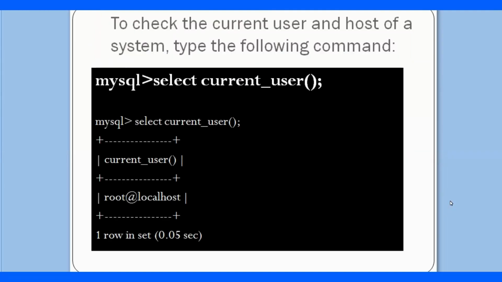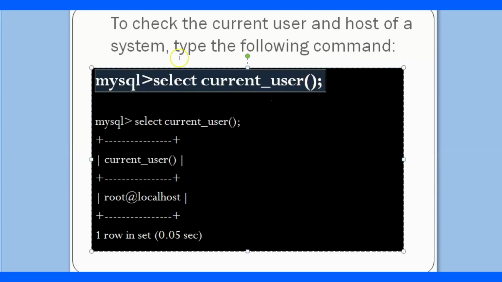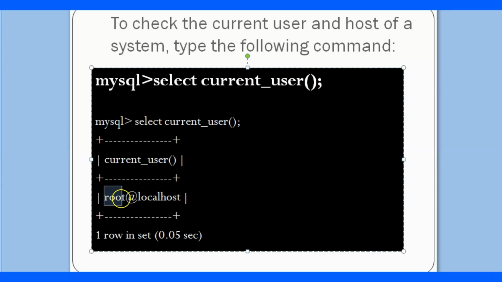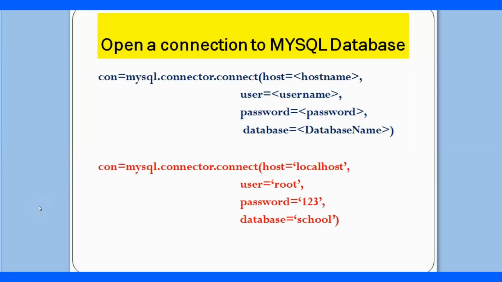To check it in SQL, you can type this command in the MySQL environment. So what is the command? SELECT CURRENT_USER; If you give this command in the MySQL software, it returns current user as root at localhost. This root is your username and this localhost is your host name. So it will come like that.